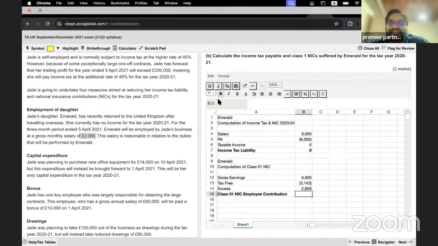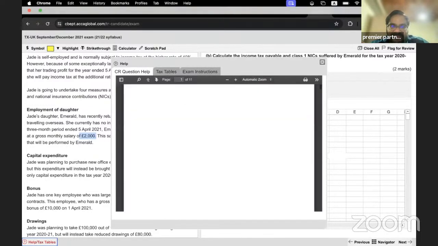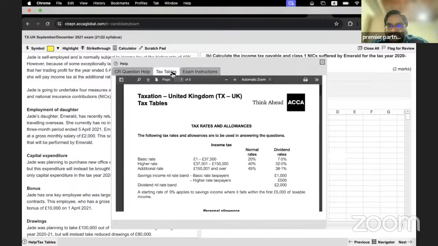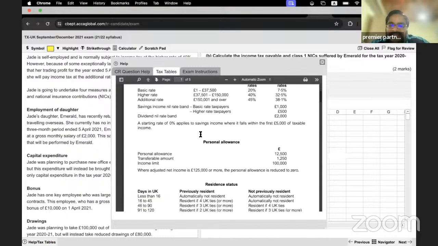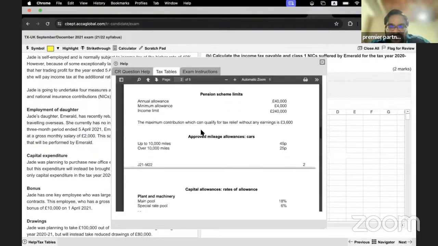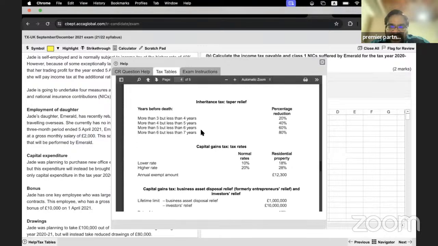Okay, I got an answer saying 12%. If you forget the rate in the exam, come to the bottom left corner. Here you have something called help/tax tables. By any chance, if you forget the rates or anything, just click here. And the second tab you have there would be the tax tables. Click that tab. This will show you all the tax rates applicable for your exam.